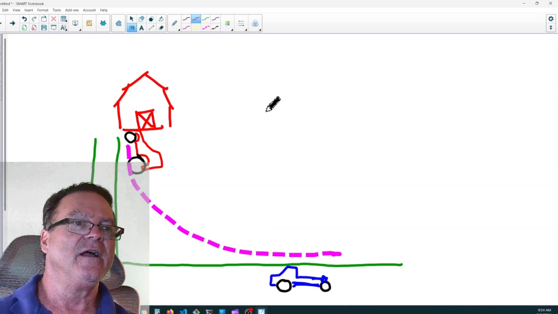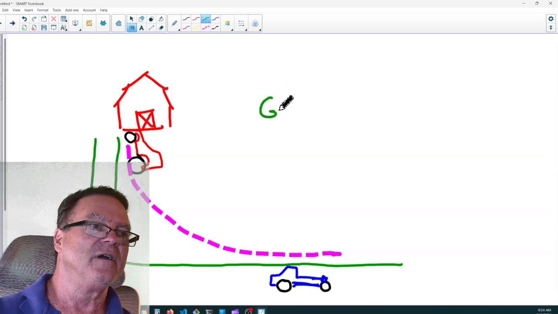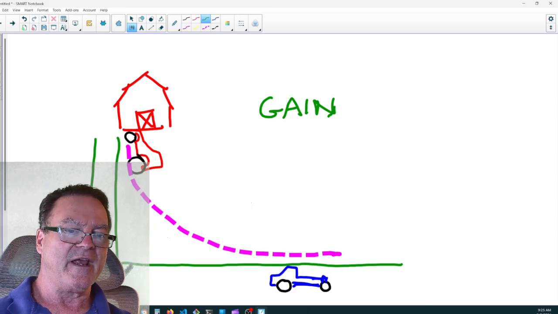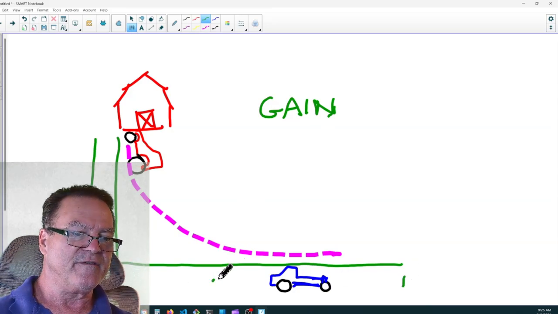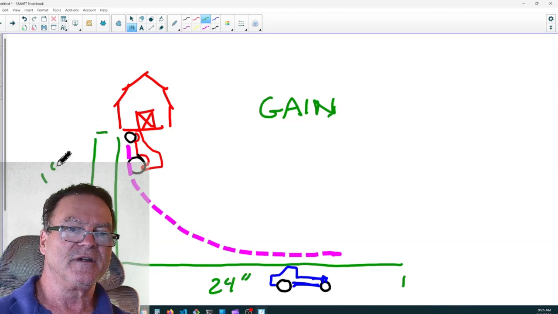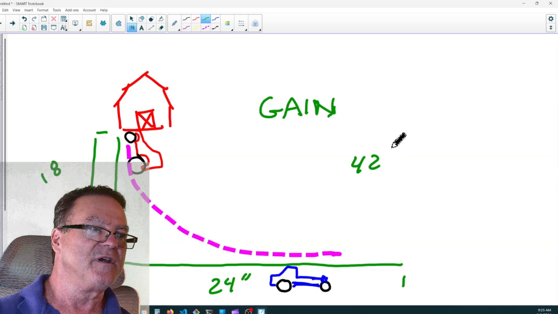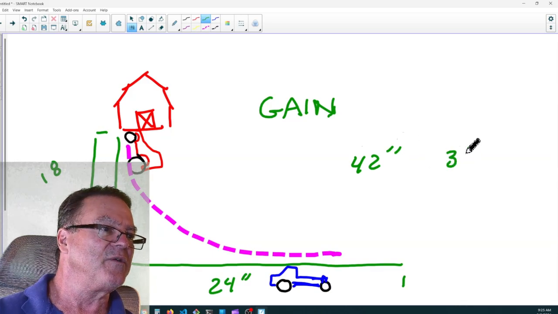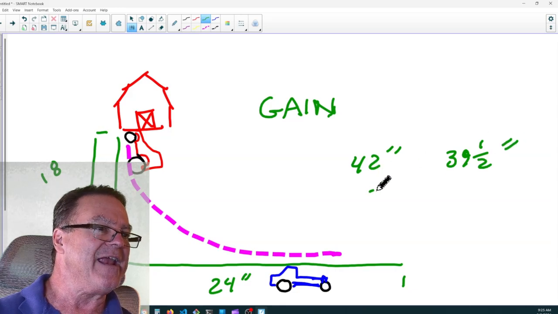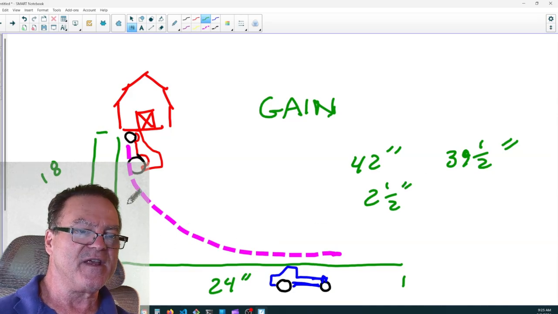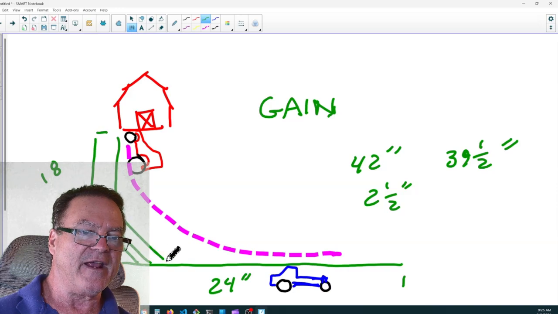That's gain in a nutshell. Gain is when you measure a conduit and you say, this conduit is 24 inches, and this other one is 18 inches, and the two of those are 42 inches. But you started with a piece of conduit that was 39.5 inches. And it looks like you gained 2.5 inches, but you didn't. You used it up in this space right here. This is where your gain went.